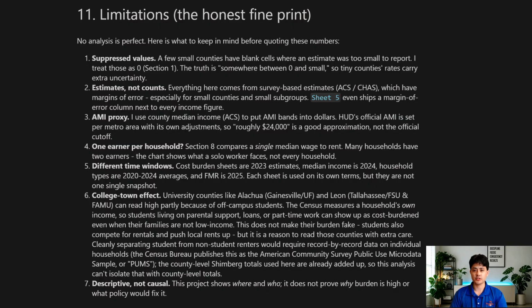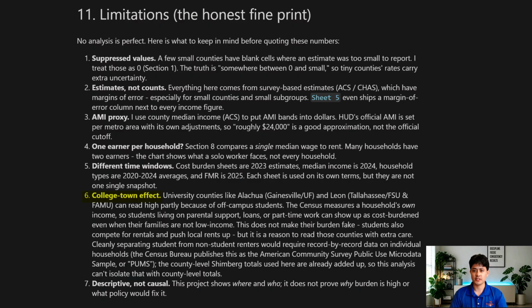As data engineers, we must note that the Shimberg Center relies heavily on American Community Survey 5-year estimates, which introduces minor margins of error in rapidly growing counts. Furthermore, data suppression naturally occurs in small rural counties to protect privacy, which we successfully handled using our fillna zero strategy. When presenting these findings, we also have to account for specific structural nuances, such as different time windows across data sheets, single earner household baselines, and the notable college town effect, which can artificially inflate burden rates in university counties like Alachua due to off-campus student populations.